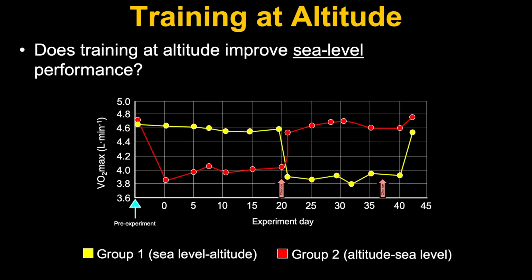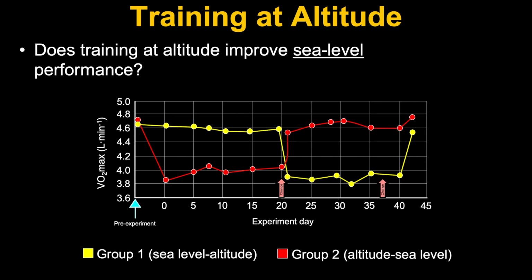So let's take a look at this particular study to see if we can get an improvement in exercise performance by training at altitude. On the y-axis, we have VO2 max in liters per minute, and on the x-axis, we have the experimental days going from 0 to 45. The yellow line represents a group of individuals that trained at sea level first, and then at about day 20, they switched over and began training at altitude.